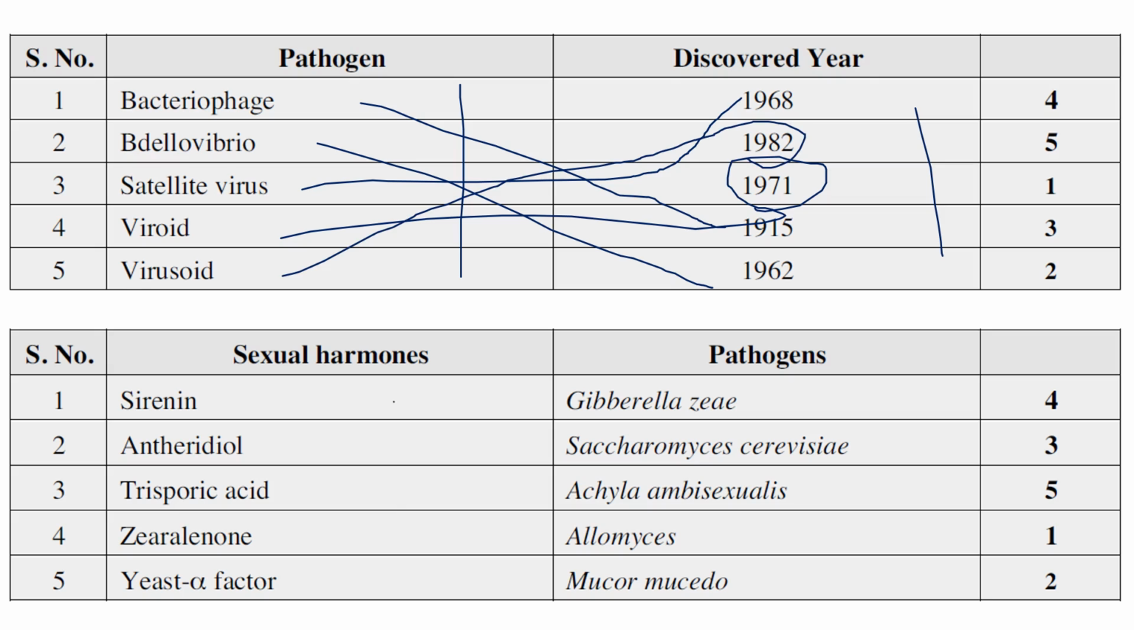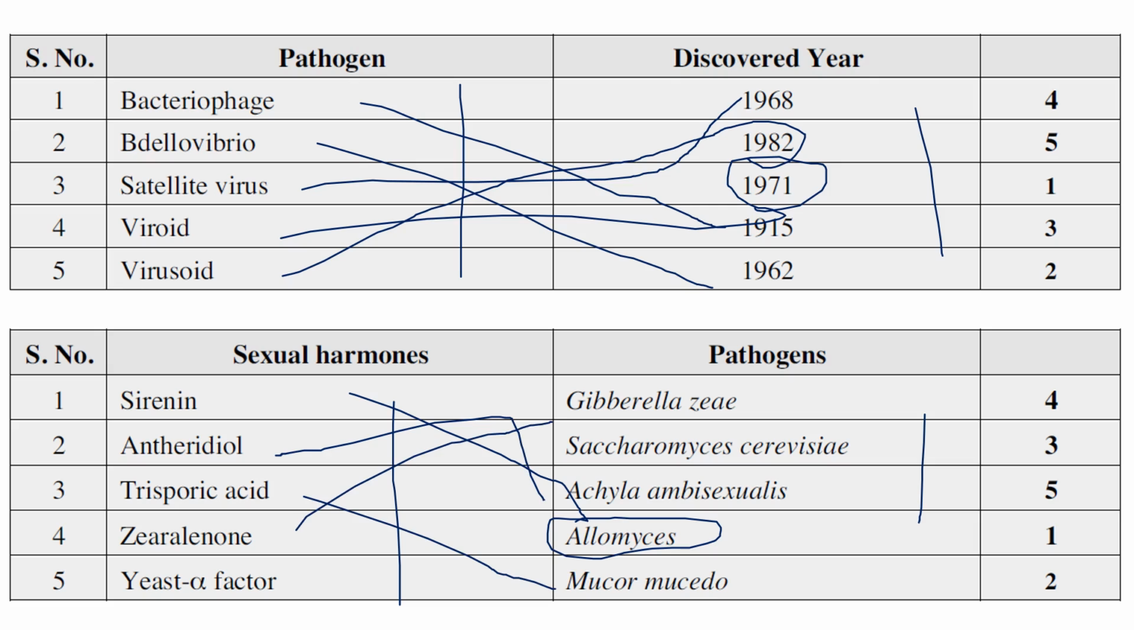And the next one is, on the left side, sex hormones that are produced by the pathogens on the right side. So Sirenin, which is produced by Allomyces, the genus Allomyces was created by E.J. Butler. Antheridiol, first sex hormone, which is produced by Achlya ambisexualis. Trisporic acid, Mucor, zearalenone, Gibberella zeae, yeast alpha factor, Saccharomyces cerevisiae.